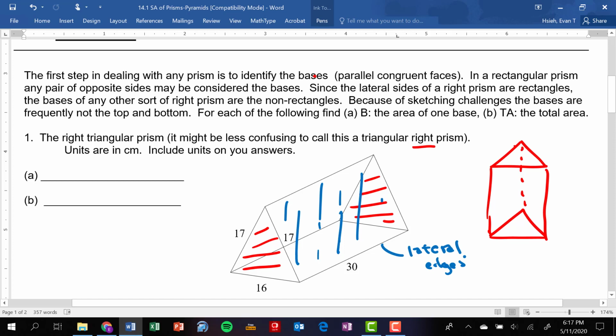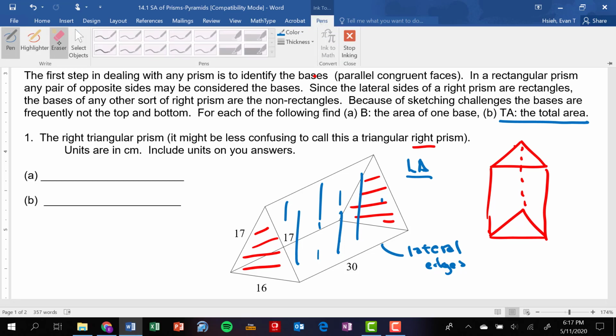And if I find the area of all three of those lateral faces, that will give me the lateral area of the figure. So the red portion is the bases plus the lateral area. That's going to together give me the total surface area of a prism. So let's take a look at this figure here and let's find what the area of this prism is.